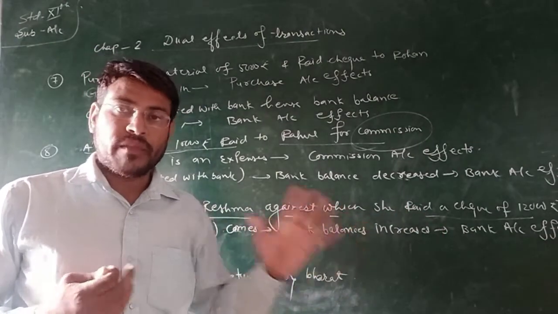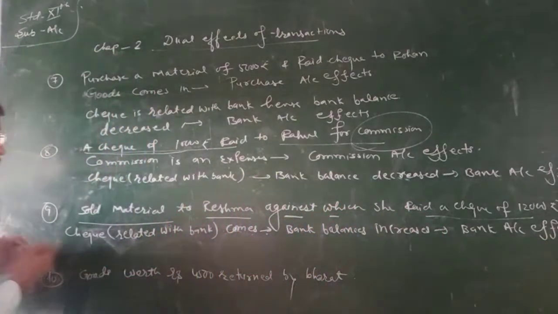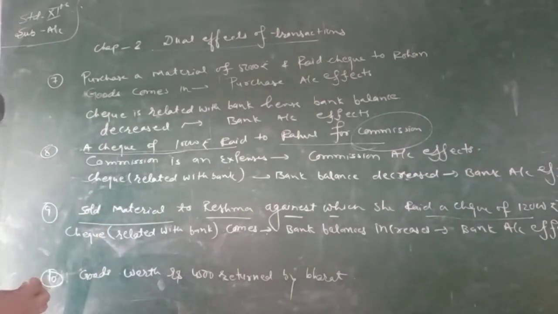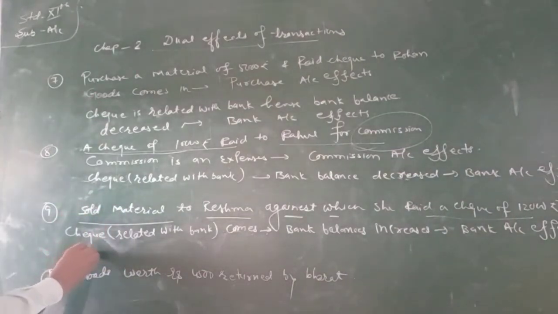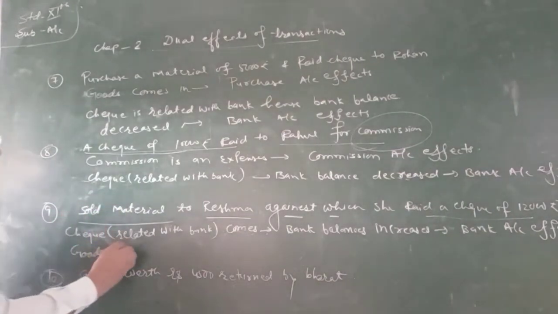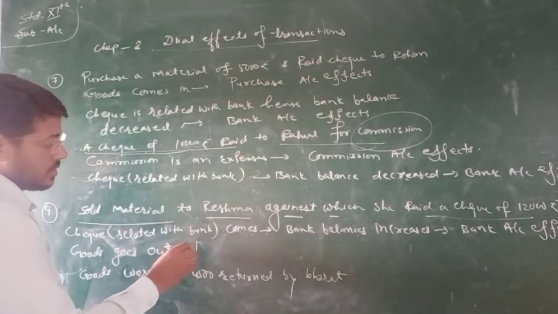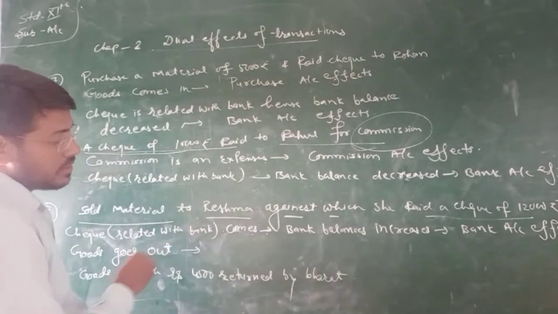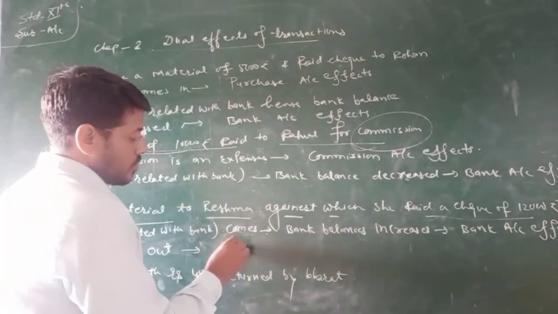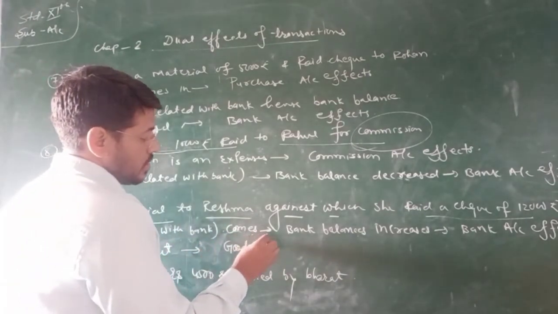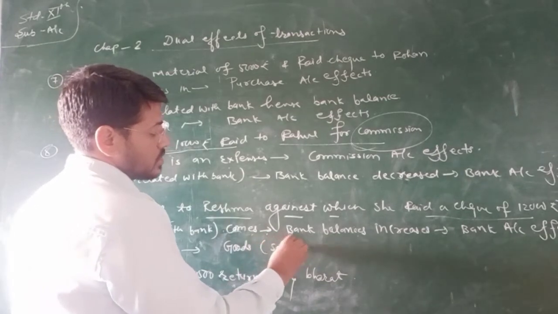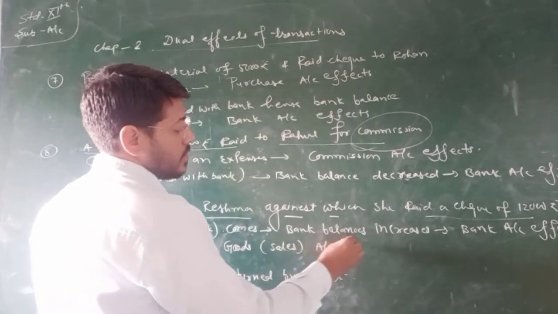Is it okay? Fine. On the other hand, what is to be done? We are selling the goods, so goods go out. When goods go out, then the goods account or sales account is affected.